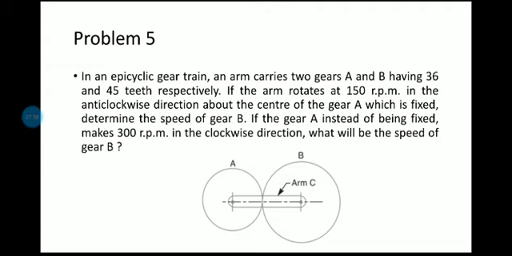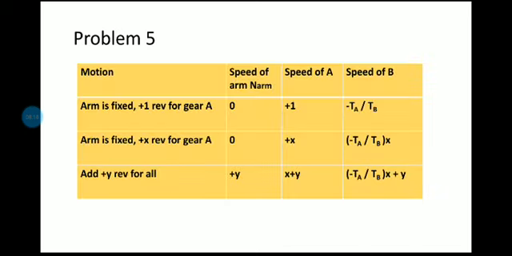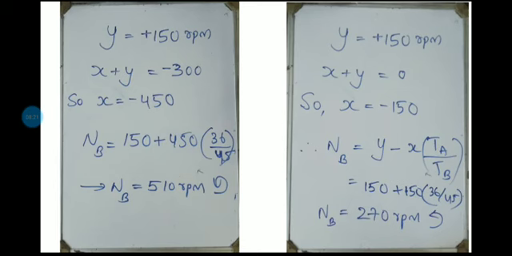Then the second case. Read the last sentence: if the gear A, instead of being fixed, makes 300 rpm in clockwise direction, what will be the speed of gear B? So here they mentioned that N of A is not 0 and it is 300 rpm in clockwise direction. Now you consider the speed of A, that is x plus y. So x plus y equal to 300. But that's not correct.